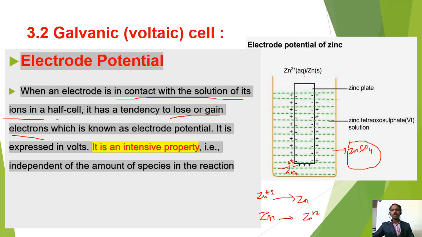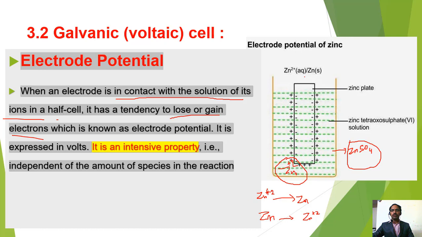You can see in the right side figure. Here the zinc rod is dipped in zinc sulphate solution. The zinc plus 2 ions are on the surface of the zinc rod, so these are generating positive charge outside, while the zinc rod has negative charge.